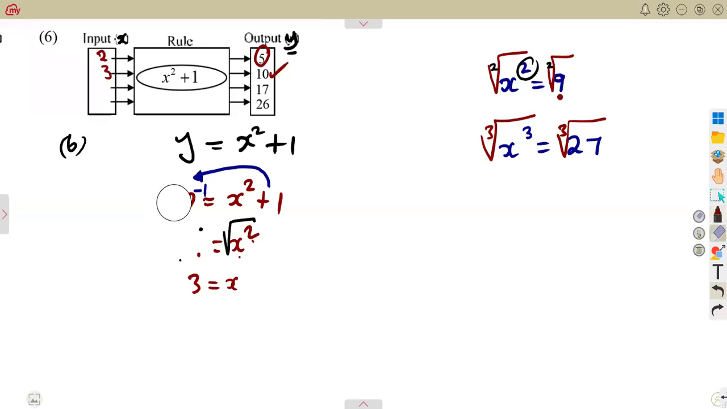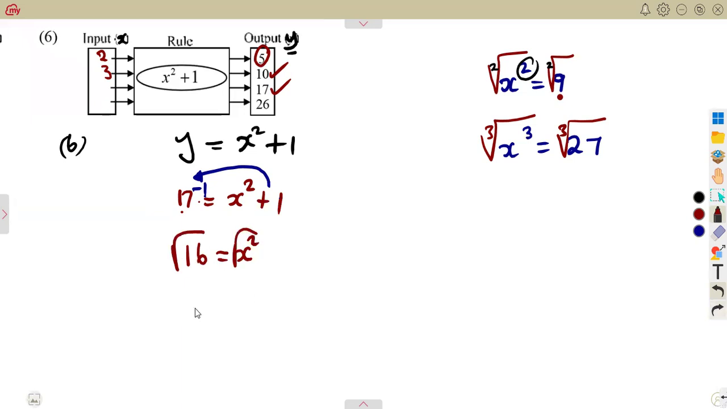So meaning to say this must be a 3. In the same manner, we can even substitute when this is 17 and so on. So when this y is 17, take this 1 to the other side, minus 1. So what is 17 minus 1? That is 16. So 16 is equal to x squared. Remember, you remove this, the square root both sides. So meaning to say x was going to be the square root of 16, which is a 4. So you're going to have a 4.